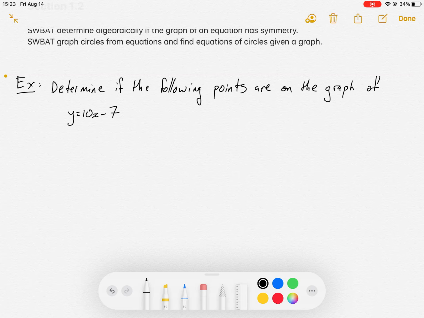And the 2 points are, let me just double check here, 2, 13, we'll call this part A. Part B is -1, -3. Now keep in mind the first number is x, the second number is y.